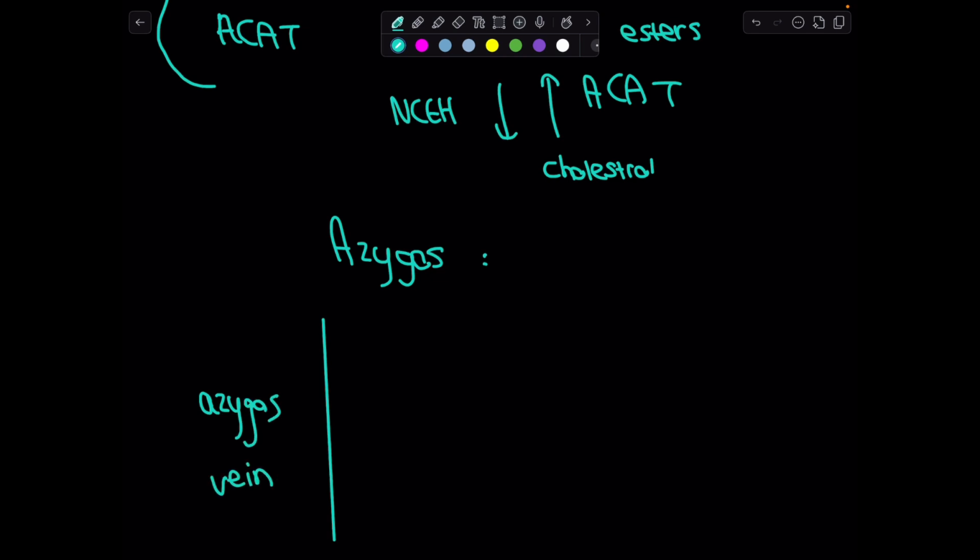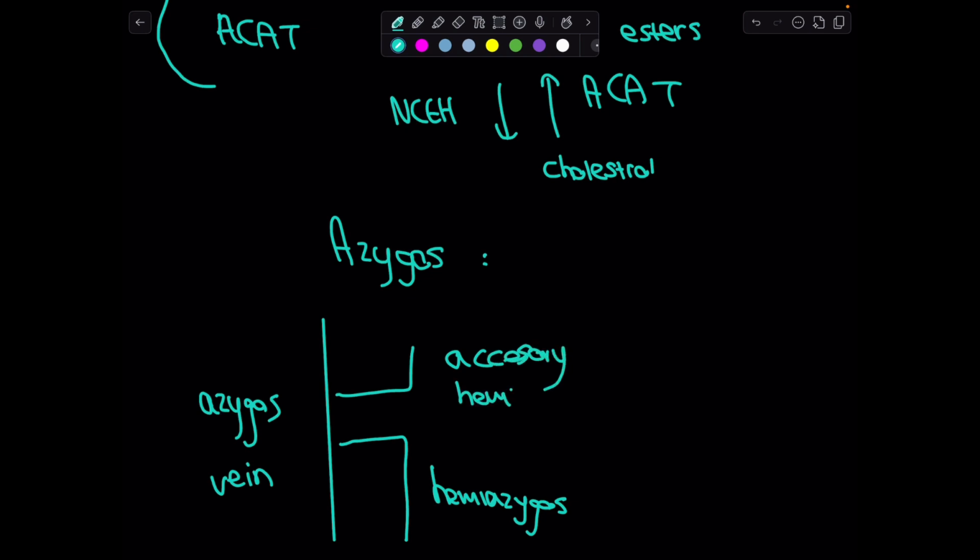The hemiazygos vein begins similarly on the left, around L1, L2, from lumbar or left ascending lumbar veins, runs up the left side, and crosses to join the azygos vein at T8, T9. The accessory hemiazygos vein, also on the left, starts higher around T5, T8, drains upper intercostal spaces, and joins the azygos vein or hemiazygos at T7, T8. Why do we call it hemiazygos?